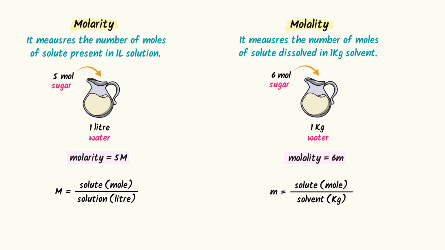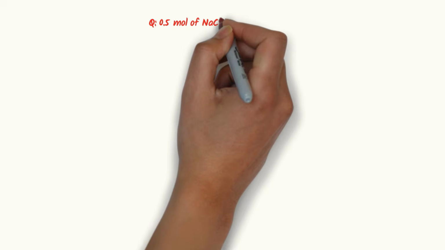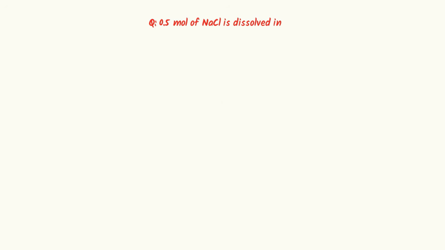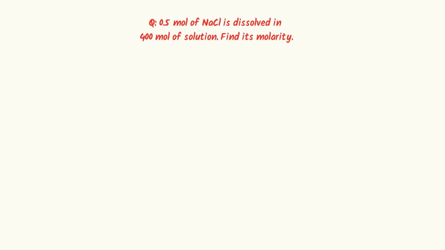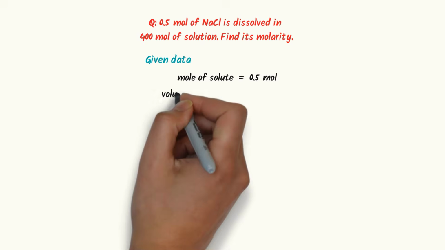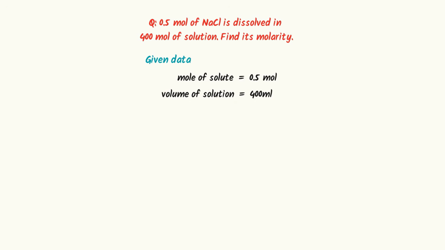Now we will solve some numerical problems. 0.5 moles of sodium chloride is dissolved in 400 ml of solution. Find molarity of the solution. Well, I write the given data. Number of moles of a solute is 0.5 mole. Volume of a solution is 400 ml.